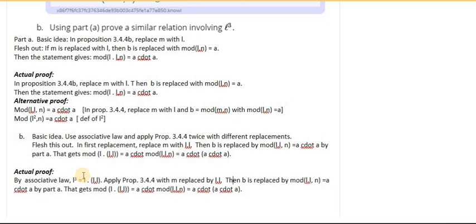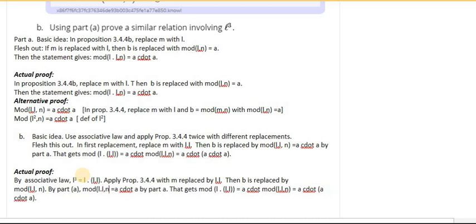All right, then B is replaced by mod L dot Ln equals AC dot A. That's fine. So here, let me put this on a single line so it makes sense. Okay, and that's by, so let me just do this in a single step, because I combined two steps. B is replaced by mod L dot Ln by part A, mod of L dot Ln is equal to AC dot A.